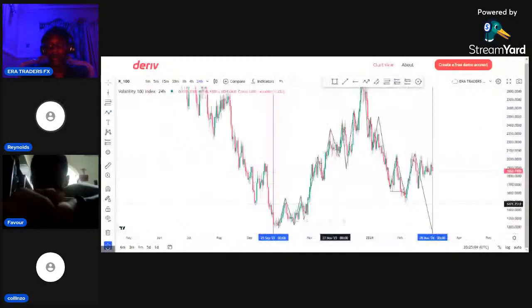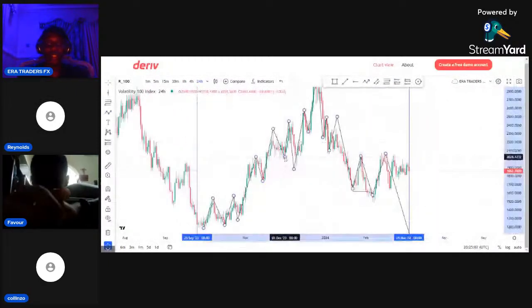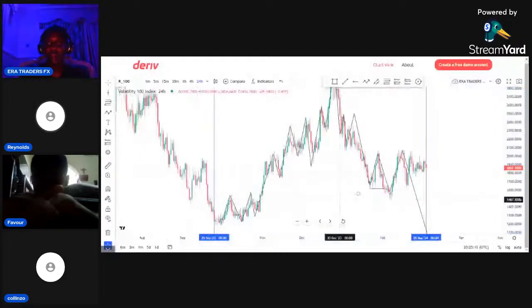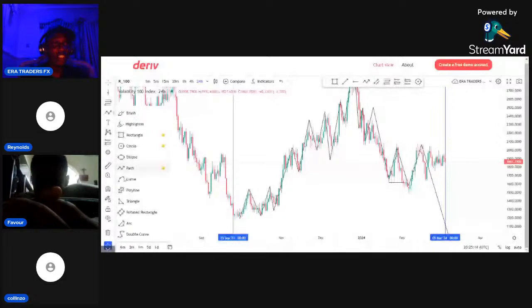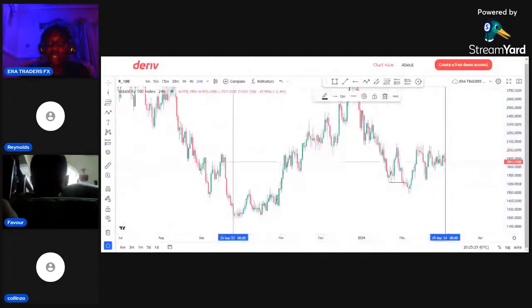So, can you see what I did, right? Did you see what I did? The tool you are going to use, this is the tool, the part. Can you see this part? That's what you use to mark out this thing I did. So let me show you something, why I said we use wicks for structure and we use candle bodies for break of structure.